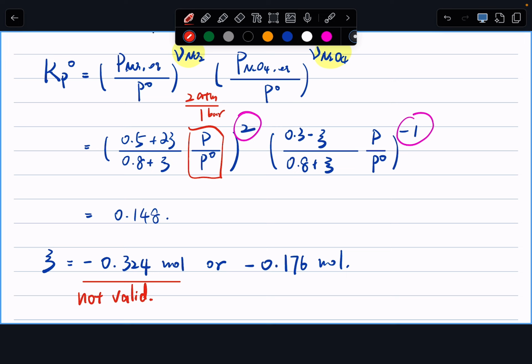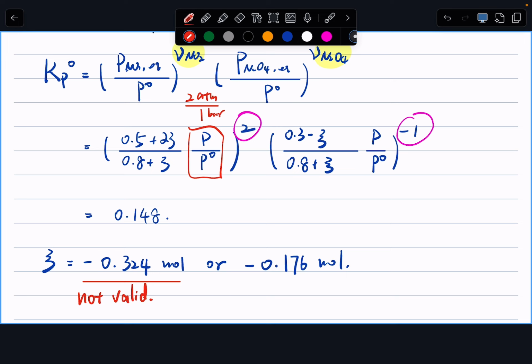So my NO2 is a real reactant. We only have 0.5 more of NO2 available in the mixture, so that negative 324 is unphysical. It cannot take place. It's not possible.